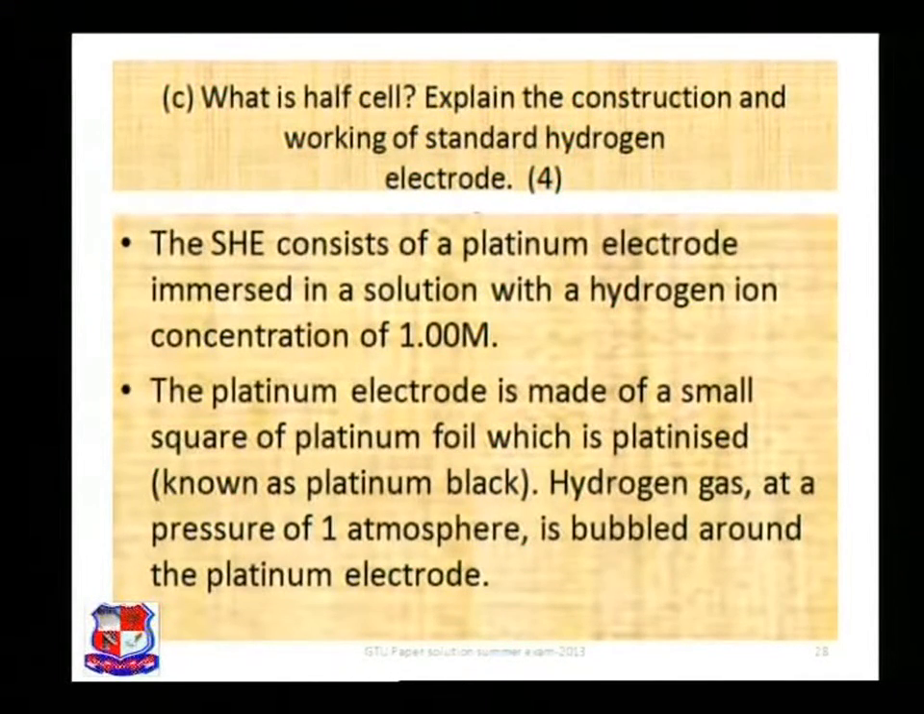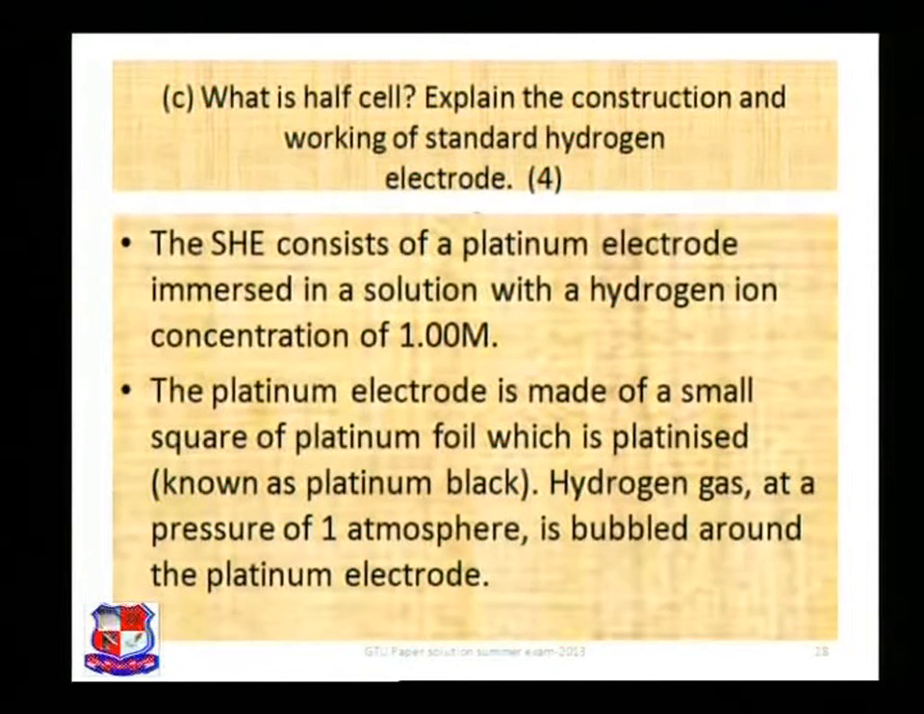See the construction, what it consists of. The standard hydrogen electrode consists of a platinum electrode. This platinum electrode is immersed in a solution of hydrogen chloride, that is hydrogen ions, having a concentration of 1 molar. The platinum electrode is made up of a small square of platinum foil which is platinized. Hydrogen gas at a pressure of 1 atmosphere is bubbled around the platinum electrode.